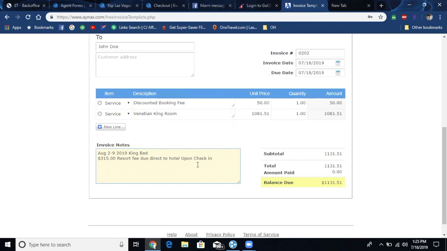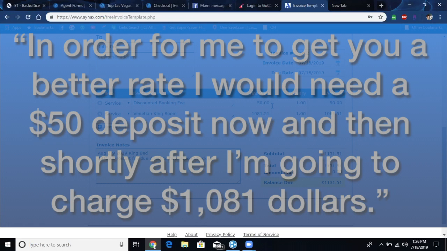Okay, so when you give them the quote, it's $1,131 plus at the hotel you will have to pay the $315 resort fee due directly to the hotel upon check-in, okay? There's a $50 fee. What is the $50? The $50 is for you. And the way to explain this to the client is, in order for me to get you a better rate, I would need a $50 deposit now, and then shortly after I'm going to charge $1,081.